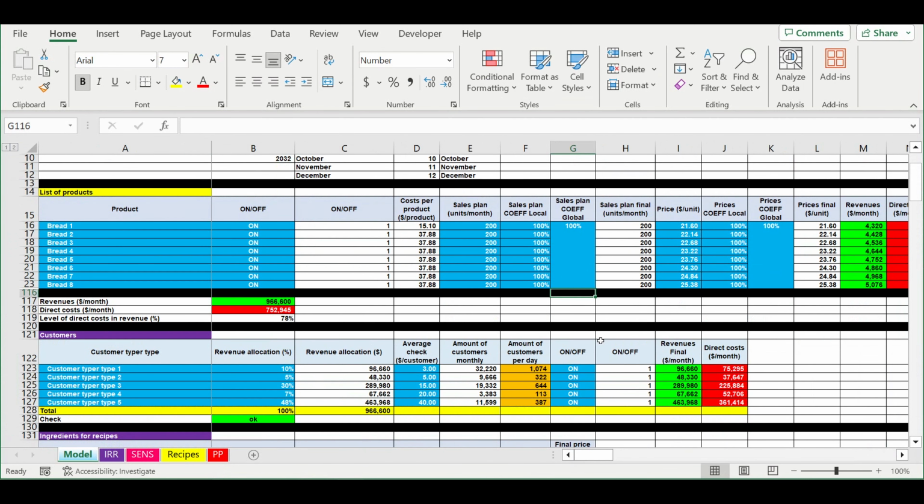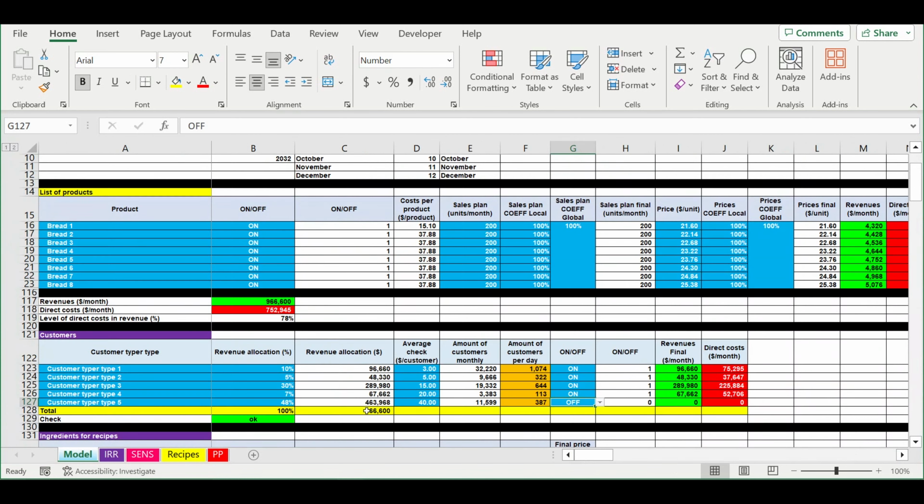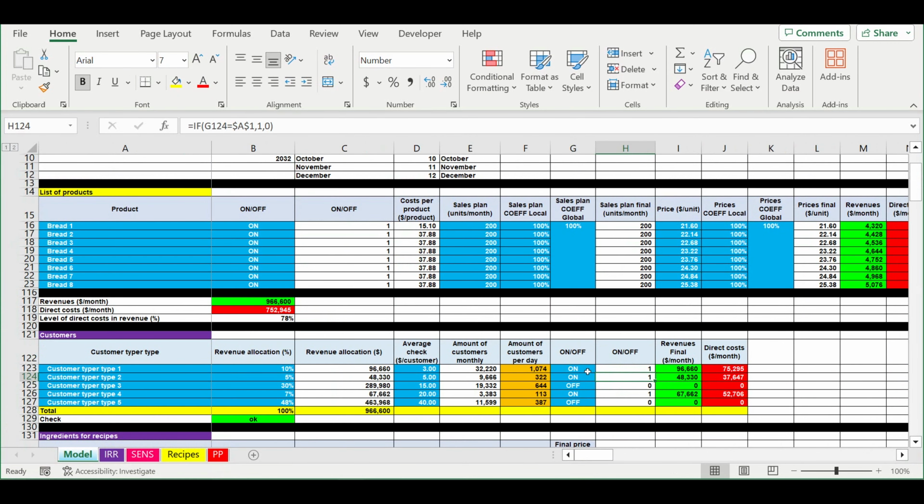Playing with inputs will give you the answers to simple but very important questions. How much money is needed? When is this financing needed? What is the structure of financing? What is the profit? What is the profitability? What is the payback period? And many others. Our model has got a 10-year horizon of financial projections.